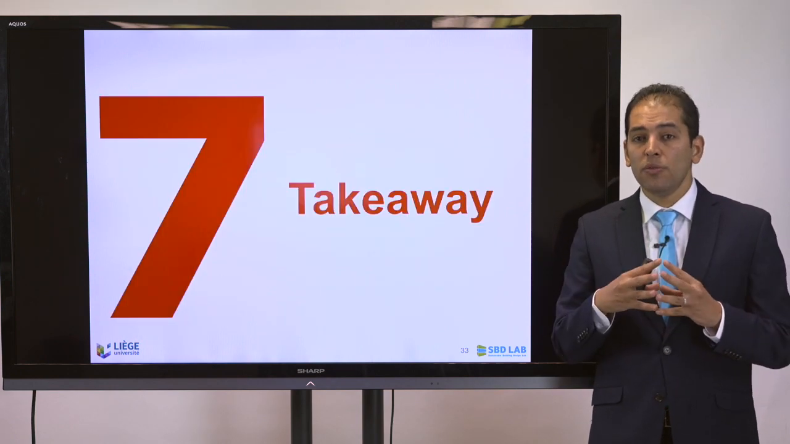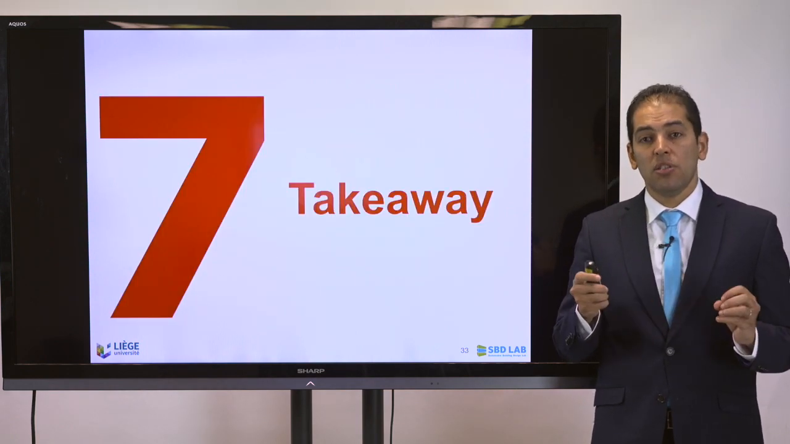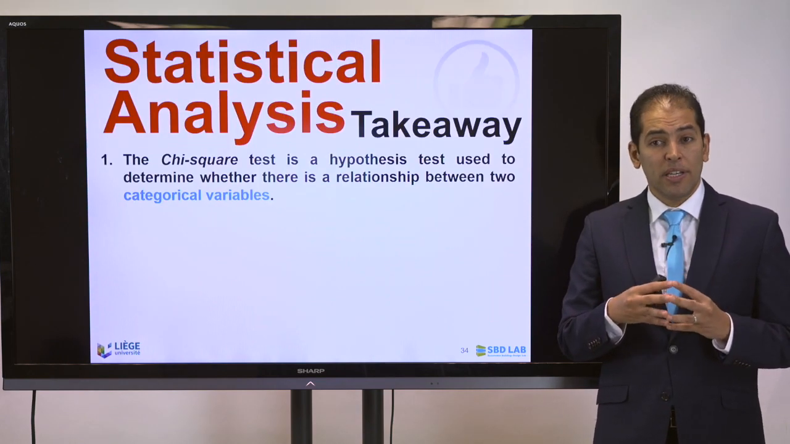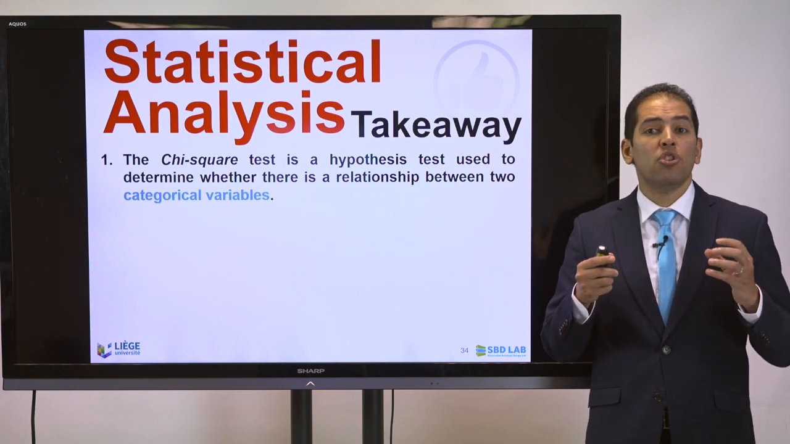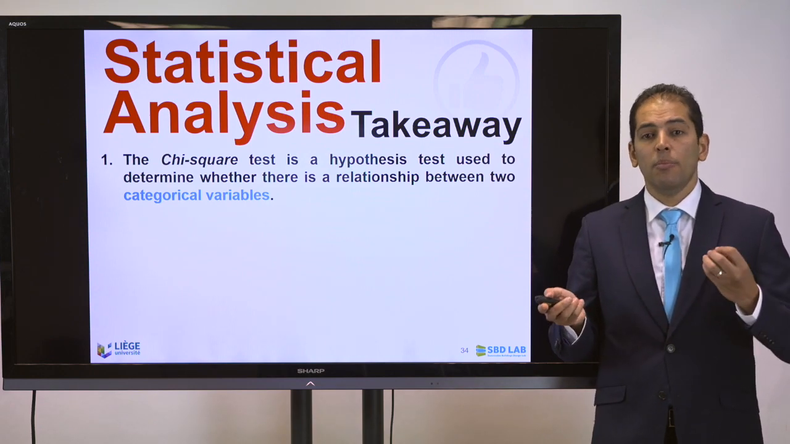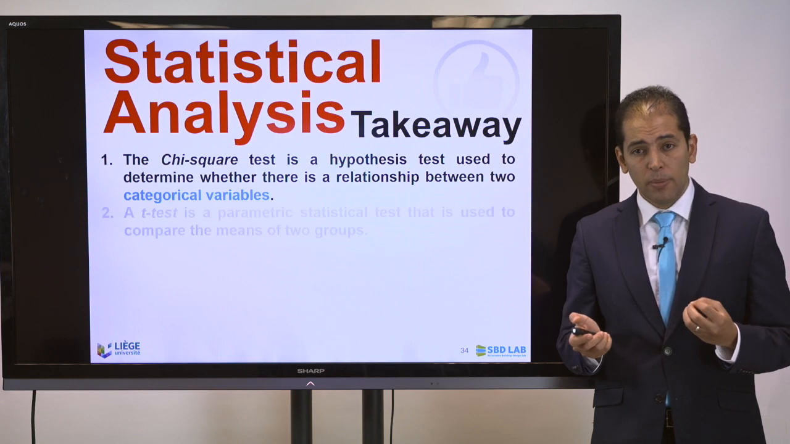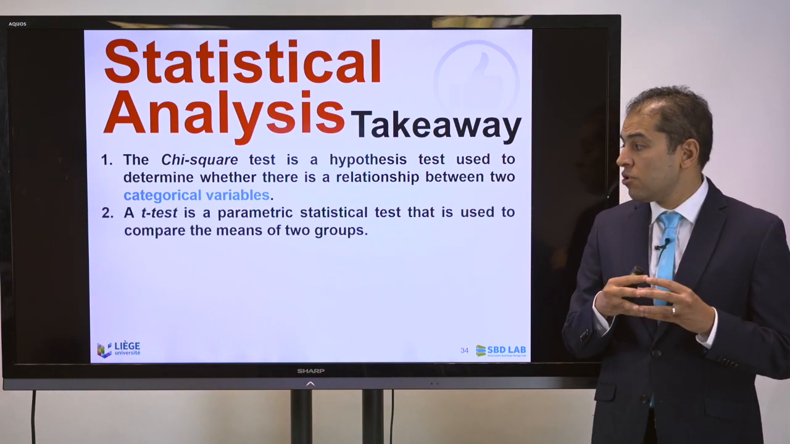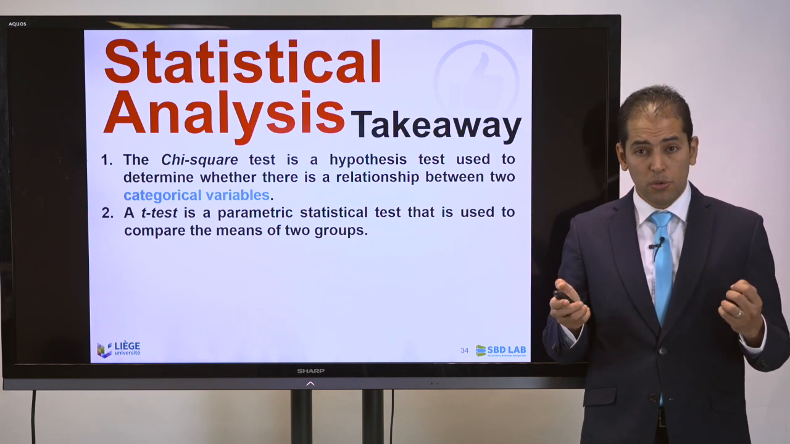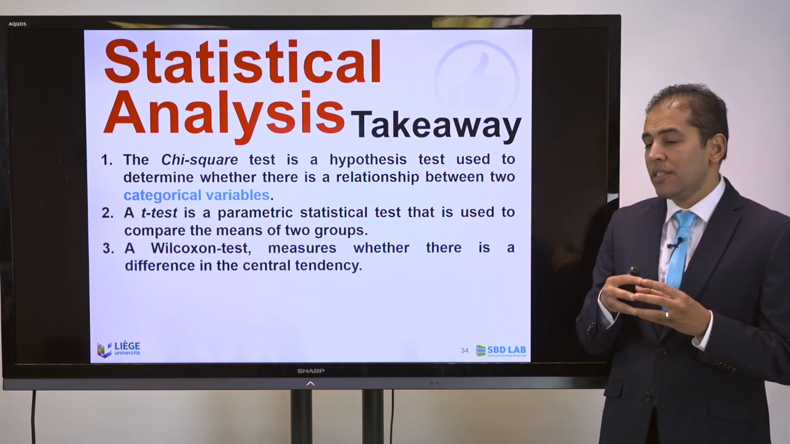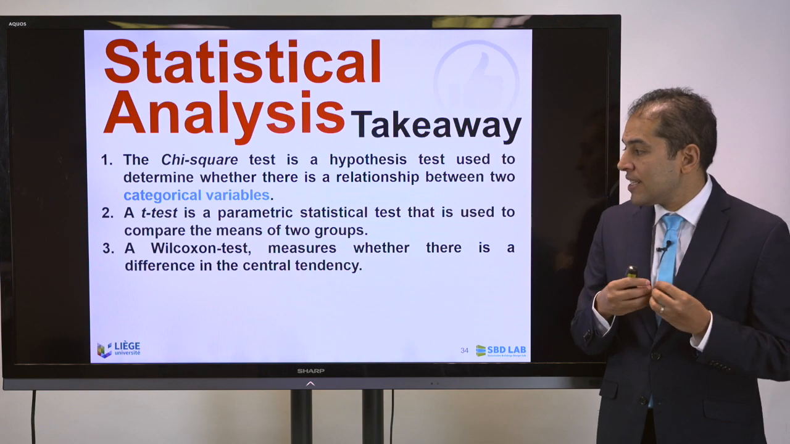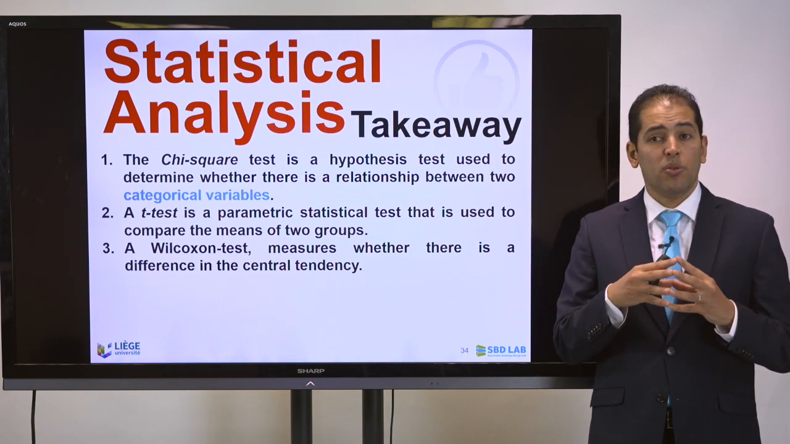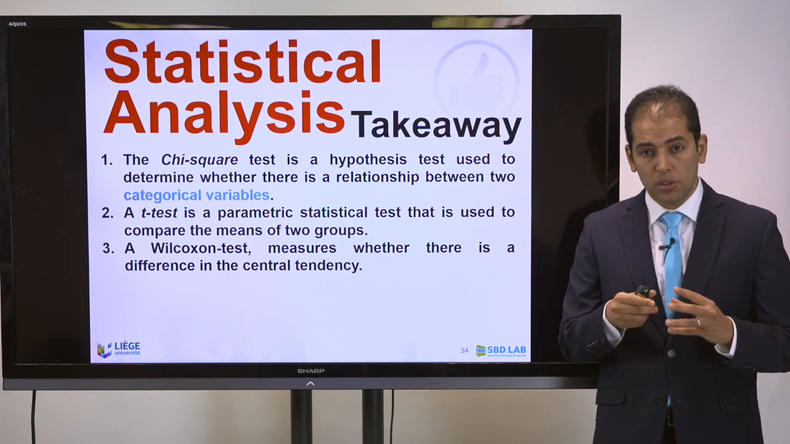Well, this is the end of today's presentation. Some takeaway messages before leaving you. Well, the chi-square test is a hypothesis test used to determine whether there is a relationship between two categorical variables. The t-test is a parametric statistical test that is used to compare the means of two groups. And the Wilcoxon test measures whether there is a difference in the central tendencies, and it can be used for the null hypothesis for your assumptions.